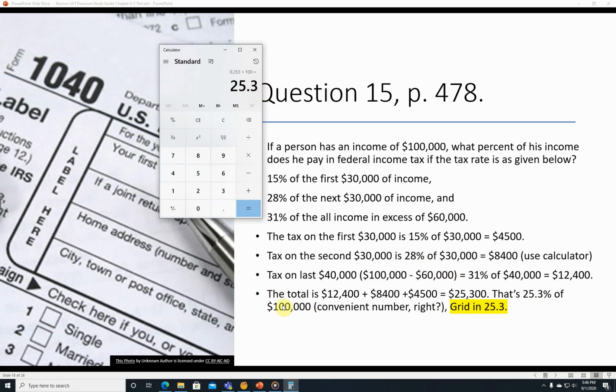And notice that since it's $100,000, that was a really convenient number to use with a percentage. So sometimes you do get a break on the SAT.